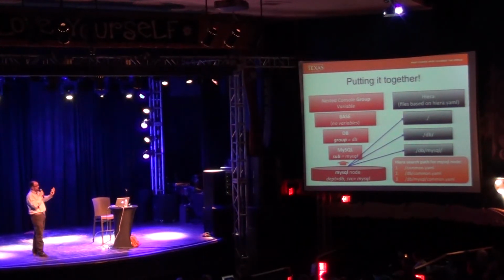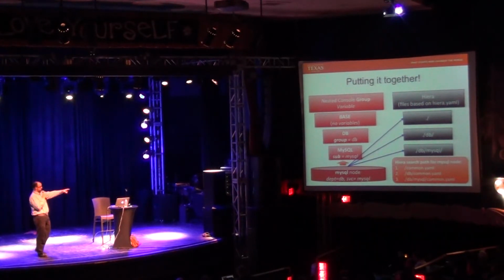The DB is a child of the base group. MySQL is a child of the DB group. And so when you have a MySQL node, you attach it just to the MySQL group, and it's going to inherit all of that. And so that actually works for both ENC groups and for hierarchy. And then it's actually going to inherit all the variables along the way, too. And really, these variables are just normal variables. There's nothing really special about it. It's just that we happen to be using them in the hierarchy backend to point to specific data stores.